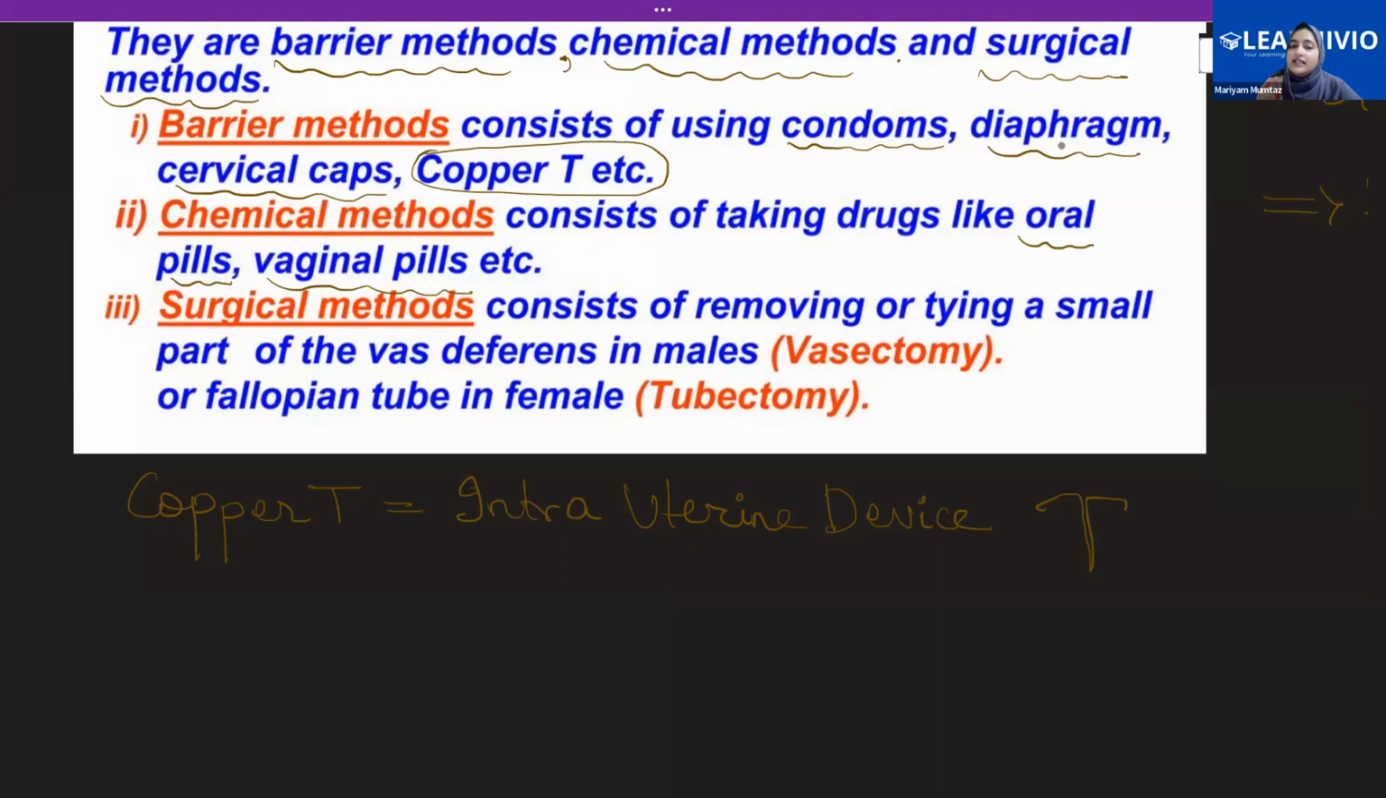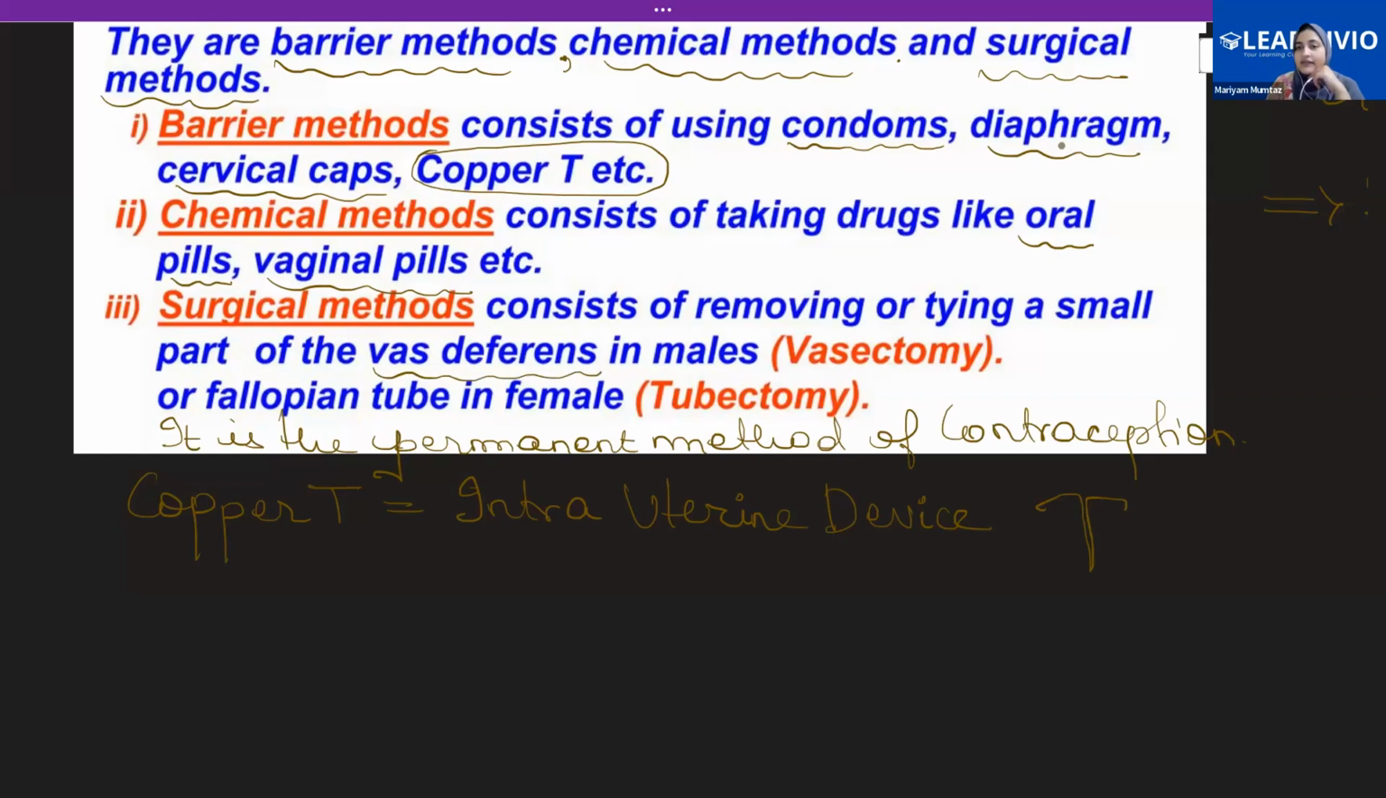And the last one is the surgical method, that is basically the permanent method. It is the permanent method of contraception when the couple has decided to not have kids at all, no matter what. So in that case, they would go for the terminal method of contraception, which is surgical method, and it is basically cutting and tying a small part of the vas deferens.